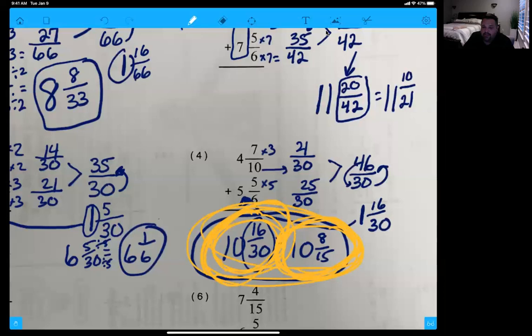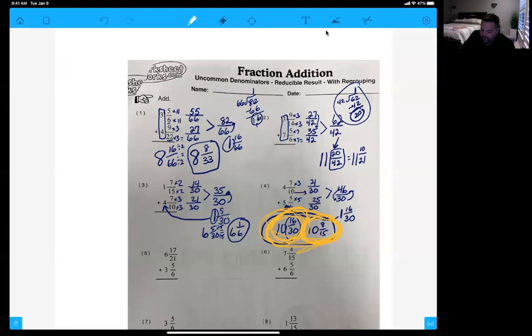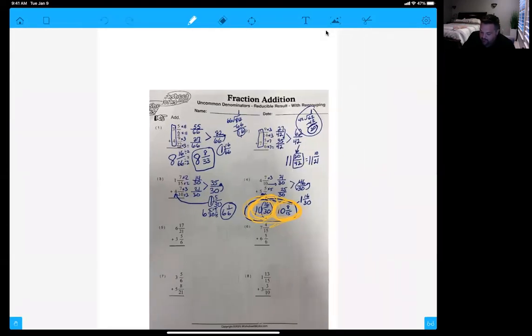Just so we're clear, these two numbers, 10 and 16/30ths and 10 and 8/15ths, are the same amount. It's the same size. It's the same thing, right? So they can give you either answer. That's the tricky part. All right, try the rest of those on your own. Let me know if you have questions.